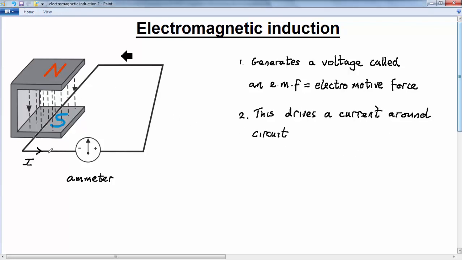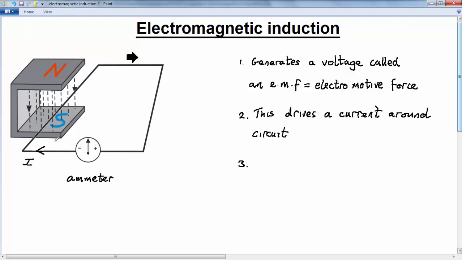So the direction of the current that flows around the circuit depends on the direction in which the conductor moves through the magnetic field. So if we move the conductor to the right, away from the magnet, then the current will change direction, and the ammeter needle will flip to the left, to the negative side.